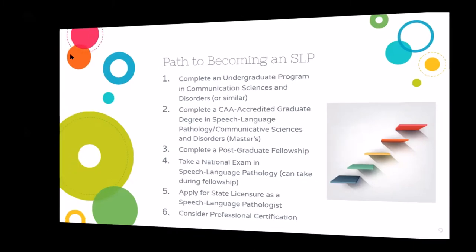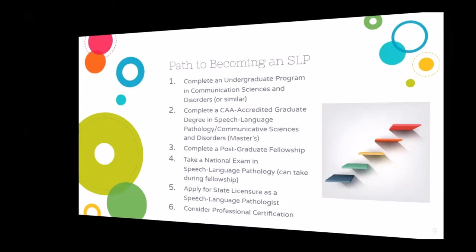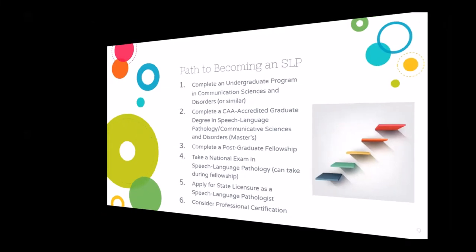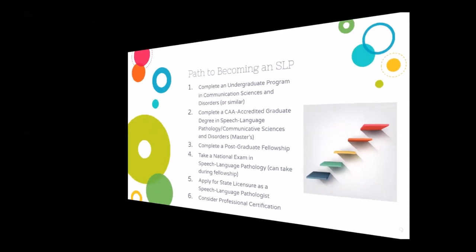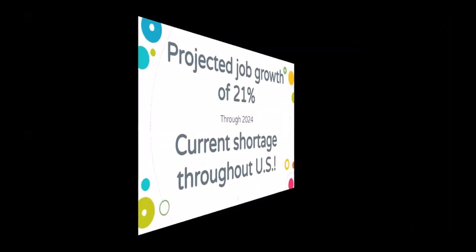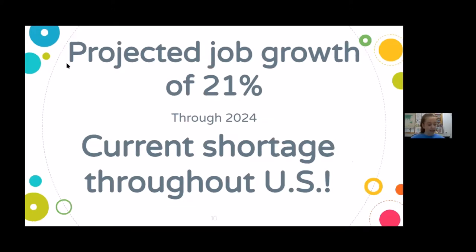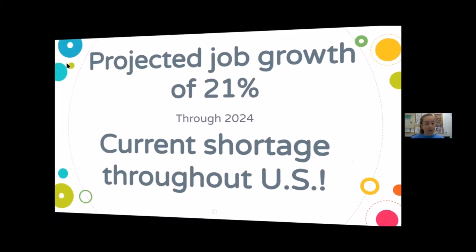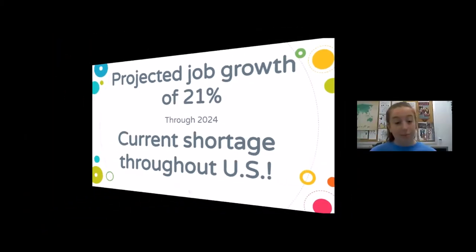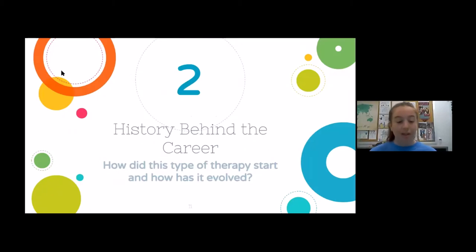The projected job growth for SLPs is 21% through 2024, and the number keeps increasing. However, there is a current shortage throughout the US, especially due to the pandemic. A lot of them work in the educational settings, and it's just been a hard year this year. So the next category is the history behind the career: how did this type of therapy start, and how has it evolved?